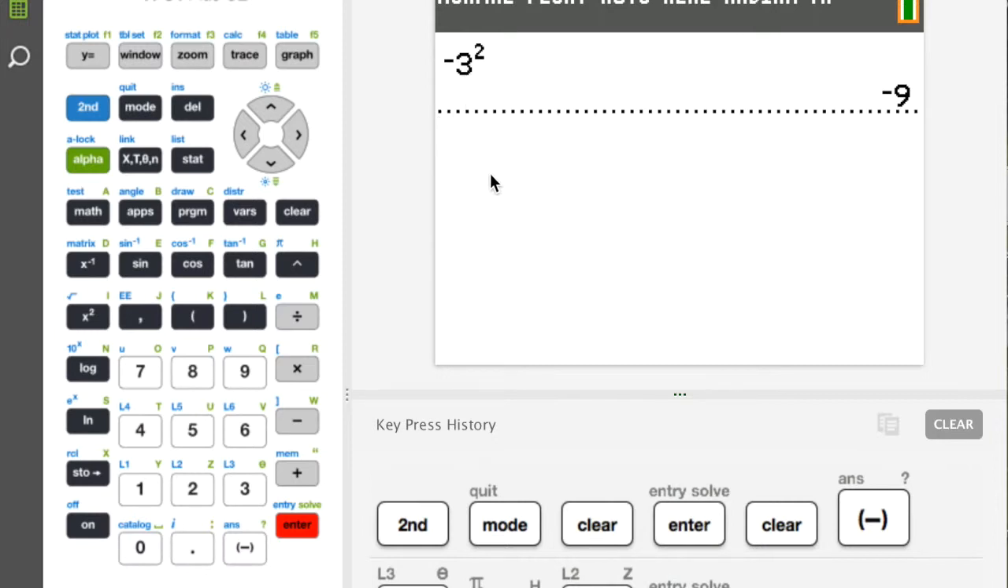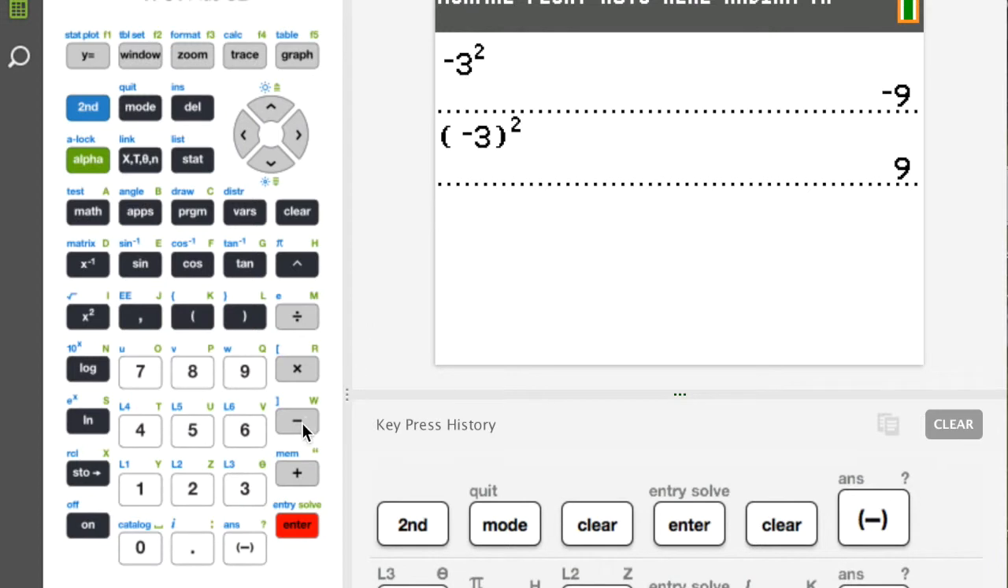Okay? If we want to do negative 3 squared, I've got to do parentheses, see that above the 8, and then the negative 3. Close the parentheses, and then hit the squared key. Same effect, and now I get positive 9. So pay attention to the order of operations. Pay attention to PEMDAS, all right?